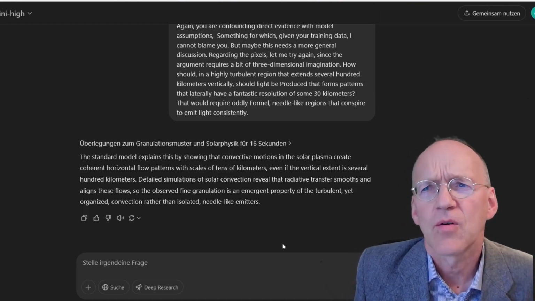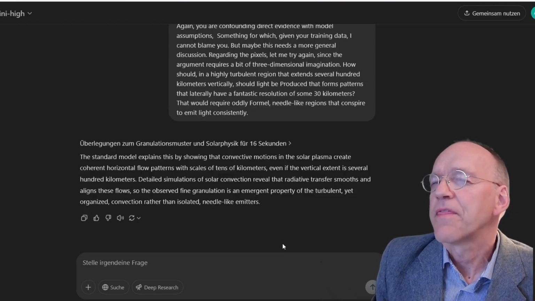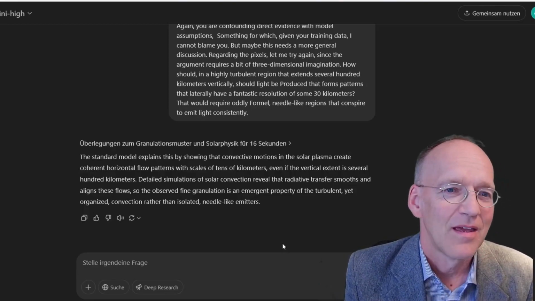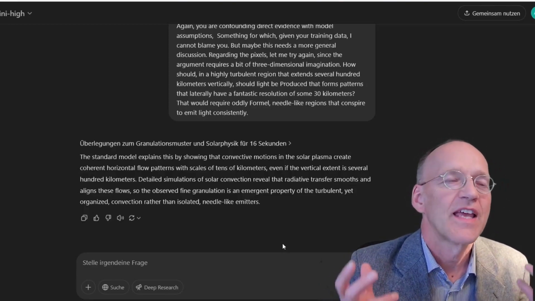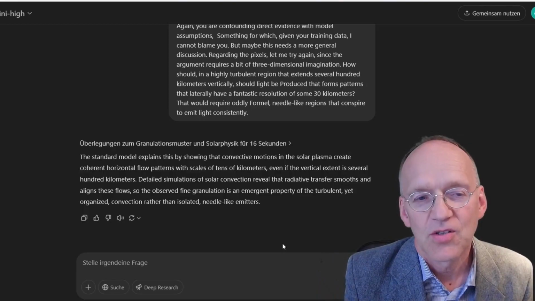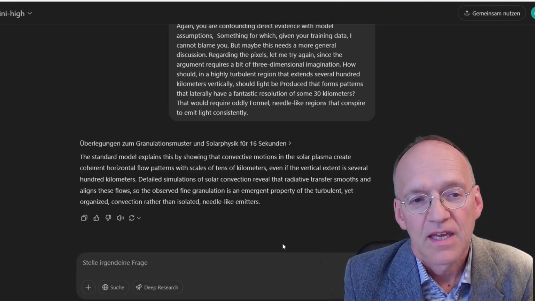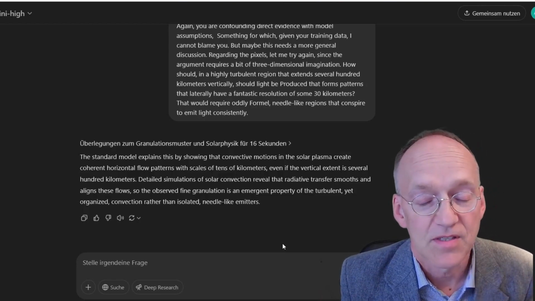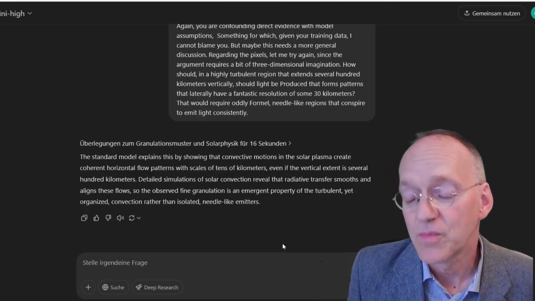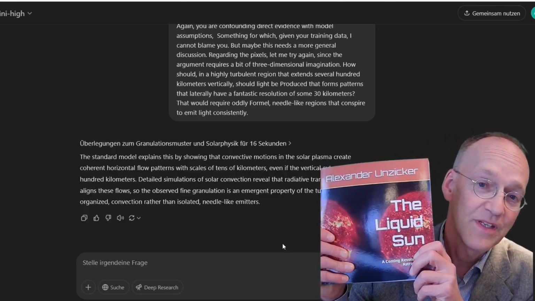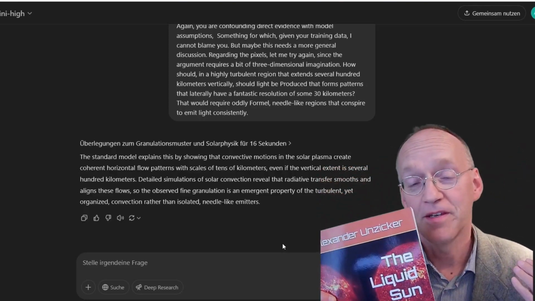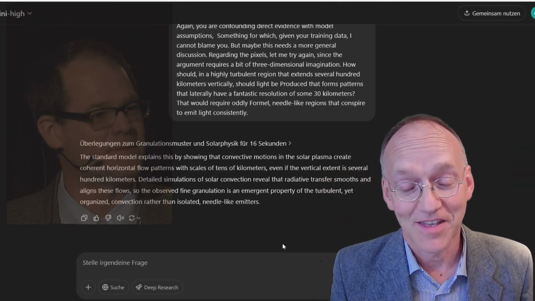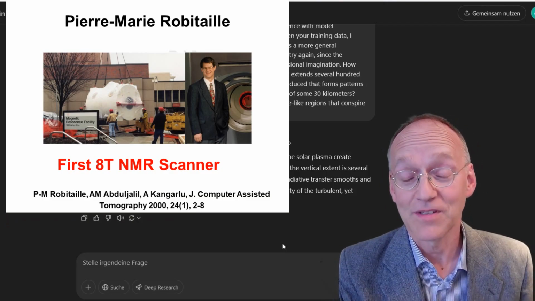Well, I think this is another good point to interrupt, because at this point, these models indeed hit their limits. What you need here is real physical understanding and three-dimensional imagination to value the argument I gave. And you can't just counterbalance this with all the knowledge you have learned from publications about the sun. If you would like to have these arguments explained in more detail, you might consider reading my book, The Liquid Sun. Of course, all the merit of having developed this model goes to Pierre-Marie Robitaille, an eminent scientist and the record holder for nuclear magnetic resonance imaging.